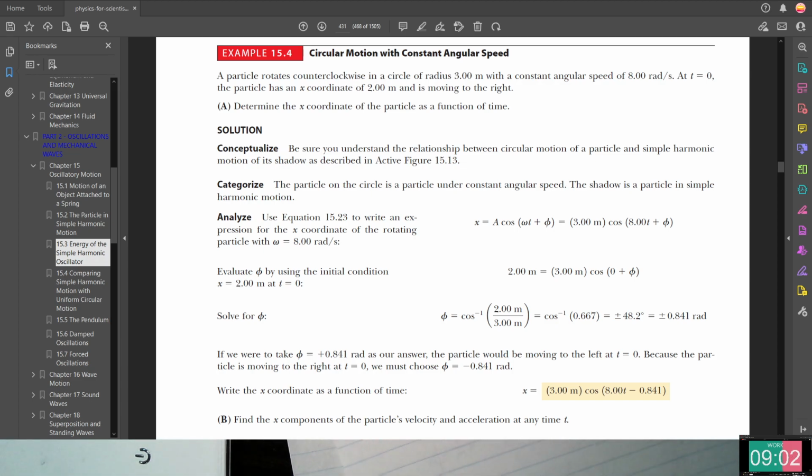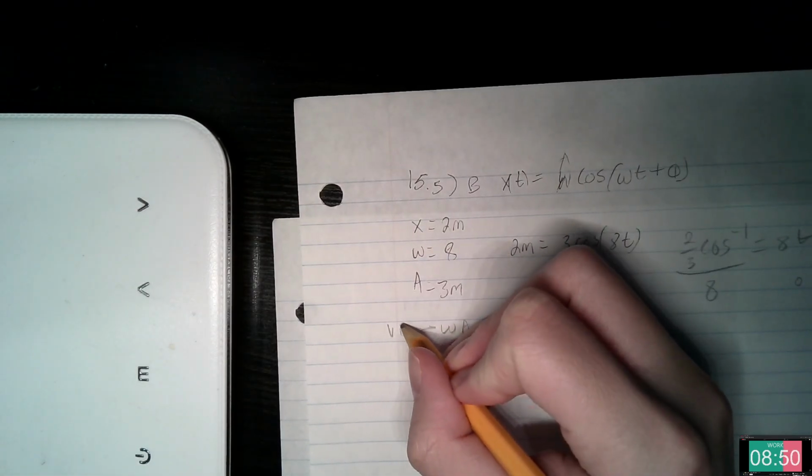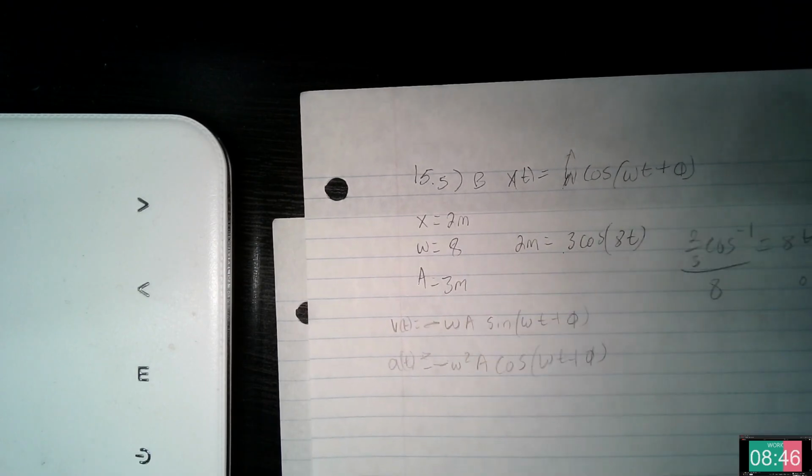They're both negative. Okay. Now we gotta go back here. Okay. Now, this is the velocity formula. Vt equals, and t equals this. Okay.